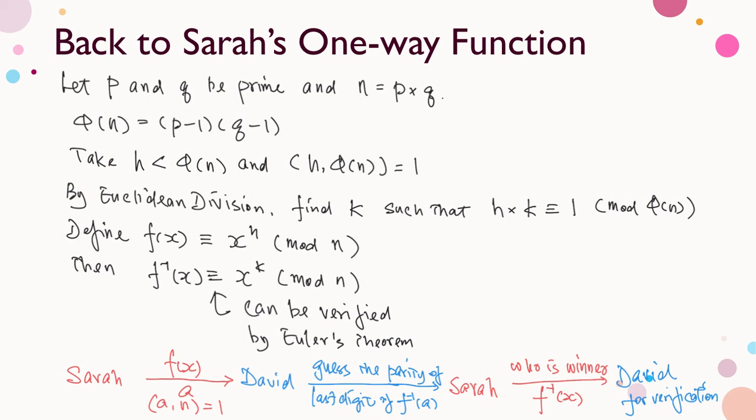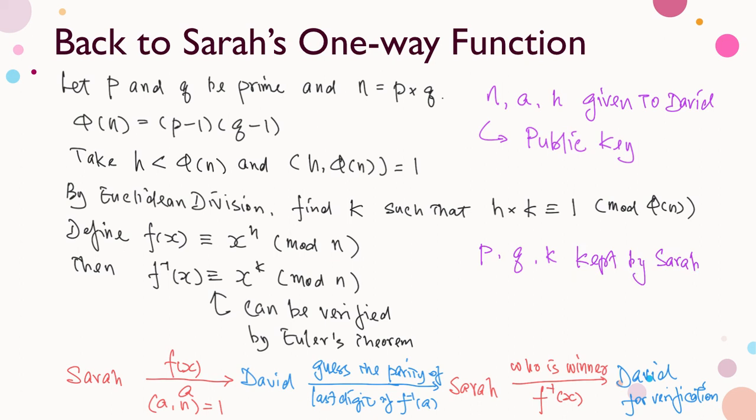Here, n, a, and h are given to David. They work like the public key. P, q, and k are kept by Sarah, and they are the private key. You are encouraged to choose some numbers for setting a one-way function and work out the calculation, practicing the techniques of Euclidean division, solving modular equations, and use of Euler's theorem, in order to have a better understanding of the concept and techniques mentioned above.